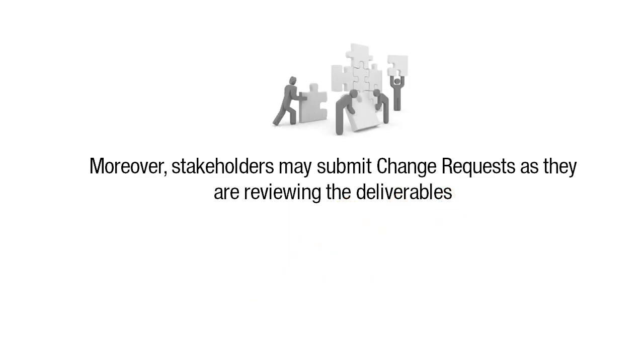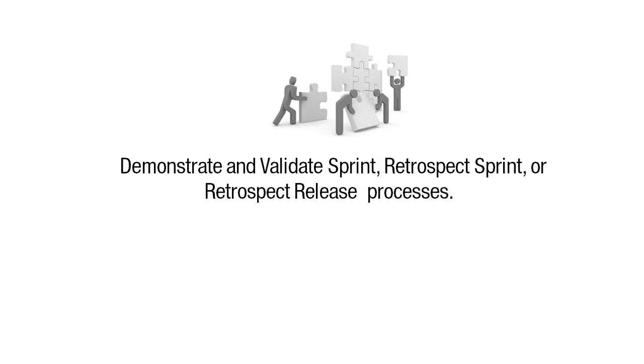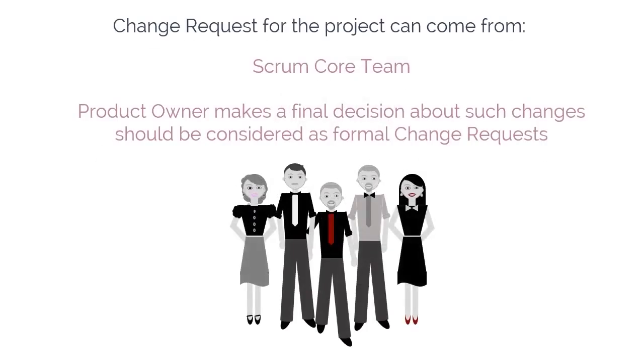Moreover, stakeholders may submit change requests as they are reviewing the deliverables during the Demonstrate and Validate Sprint, Retrospect Sprint, or Retrospect Release processes. Ongoing interaction between the Scrum core team members may motivate them to suggest changes or improvements to the product, service, or some other part of the project. Usually such changes, like any others, are captured in change requests, and the product owner makes a final decision about whether such changes should be considered as formal change requests.